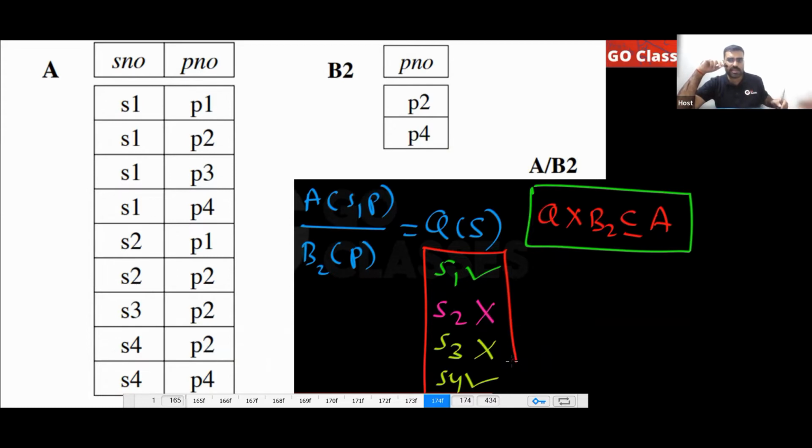Because if I put something else, if I put S5, S10, S11, S100, then this condition will not be satisfied. If I put something else, this condition will be violated. So finally, your final answer will be S number: S1, S4. Isn't it interesting?